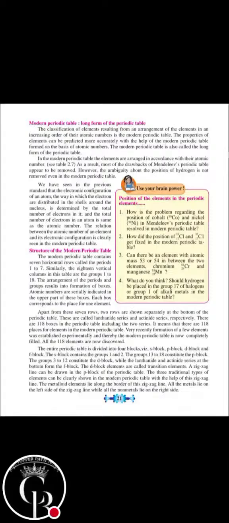In the modern periodic table, the elements are arranged according to their atomic number. Most of the drawbacks of Mendeleev's periodic table appear to be removed. However, the ambiguity about the position of hydrogen is not removed, even in the modern periodic table.